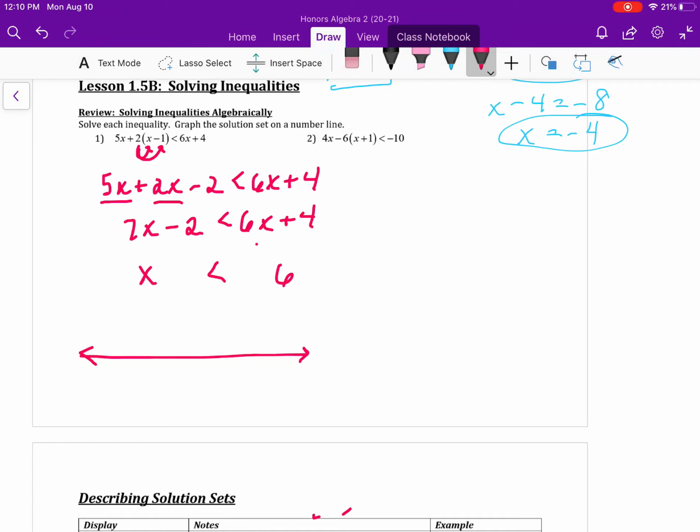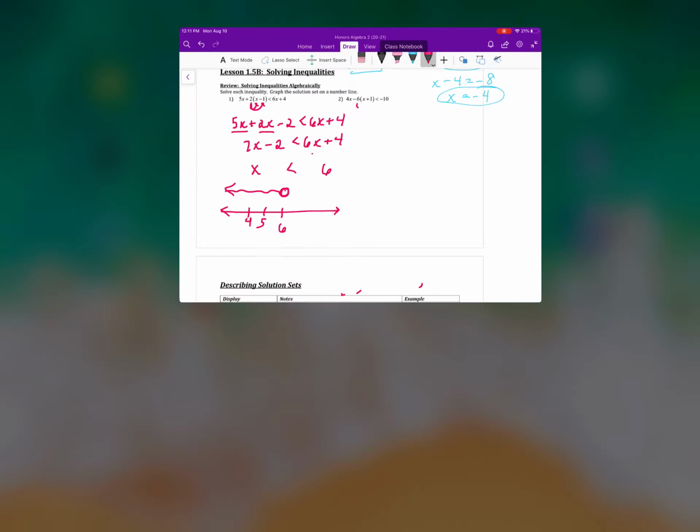Well, the way that we show that answer is on a number line. We're going to have an open dot at 6 because it's not equal to 6. It has to be less than. And where are all the numbers that are less than 6? They're this direction. They're 5, 4, etc. All right, let's try this next one.